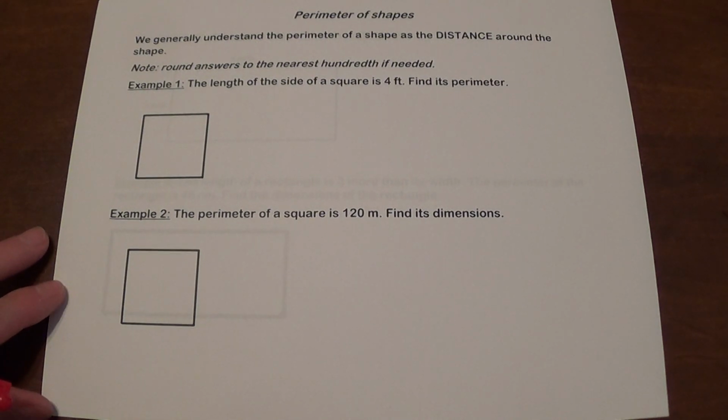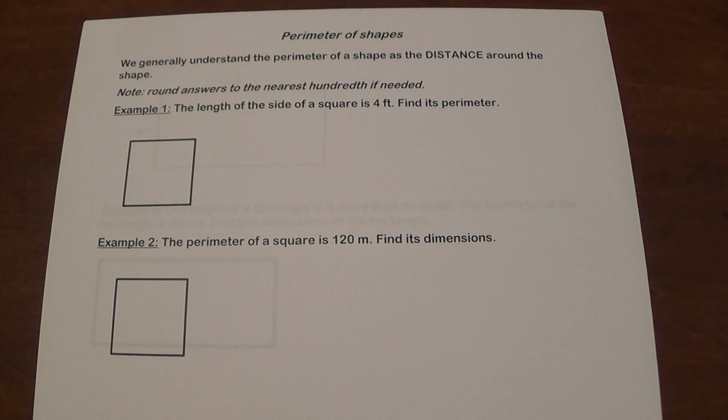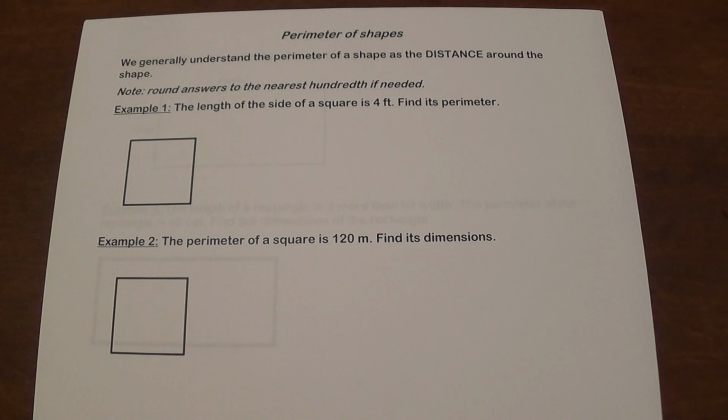Hi, we are going to talk about finding perimeters of different shapes. We understand perimeter is the distance around the shape. It's the easiest way to think about this. I also want to note that if we're going to be getting decimal answers, we're going to need to round them to the nearest hundredth. That's only if it's needed.